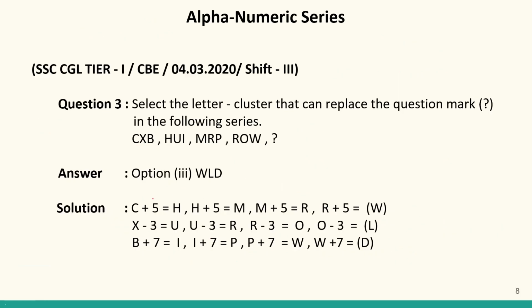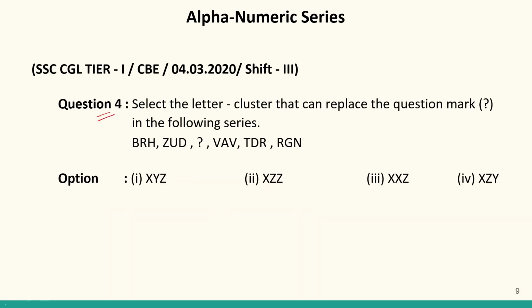This is the solution. So first we have broken this into 3 series. For the first we are adding 5, right? For the second we are going 3 positions backward, and for the last series we are going 7 positions forward. So this is the answer, WLD. Okay.